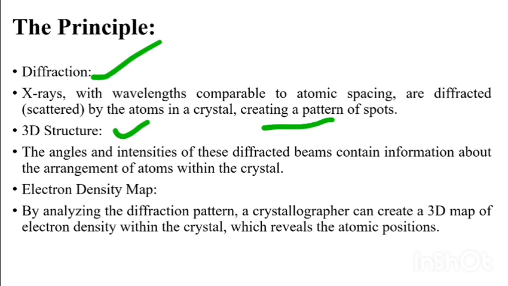Then 3D structure. The angles and intensity of these diffracted beams contain information about the arrangement of atoms within the crystal. Then electron density map. By analyzing the diffraction pattern, a crystallographer can create a 3D map of electron density within that crystal, which reveals the atomic positions, the positions of atoms present within a crystal.